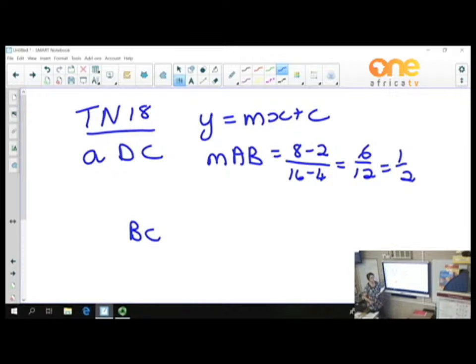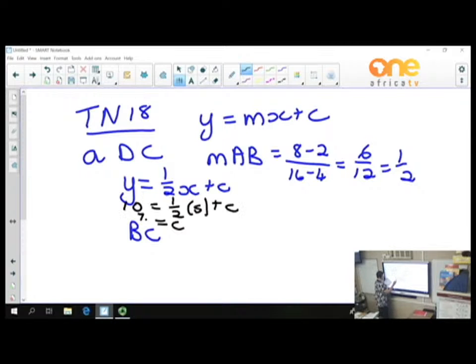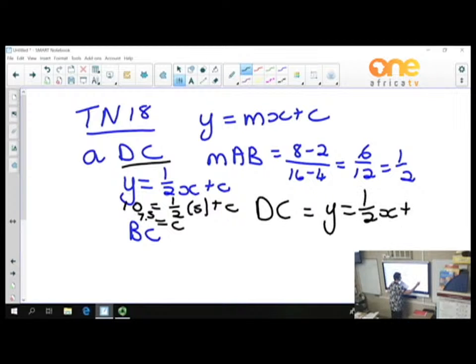Okay. So it means this line is also going to be y is equal to a half x because the lines are parallel. So y is equal to a half x plus c. And then, which one are you going to substitute? D, isn't it? Because D passes through that line. So I'm going to substitute D now, which is (10, 5). And what is c? 7.5. So the equation now of DC is y is equal to a half x plus 7.5.